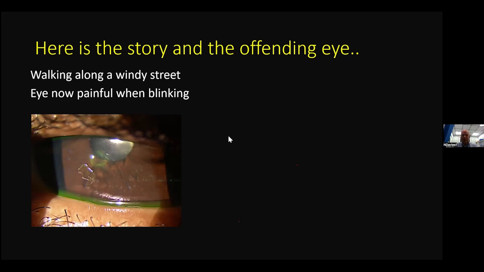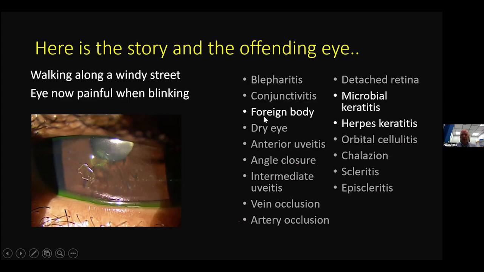What did I put on the other list of things? So yeah, foreign body is the most likely. With the foreign body on the front surface, you can get a microbial keratitis as well. So especially if it's been there for a few days, that should declare itself with a little white dot.